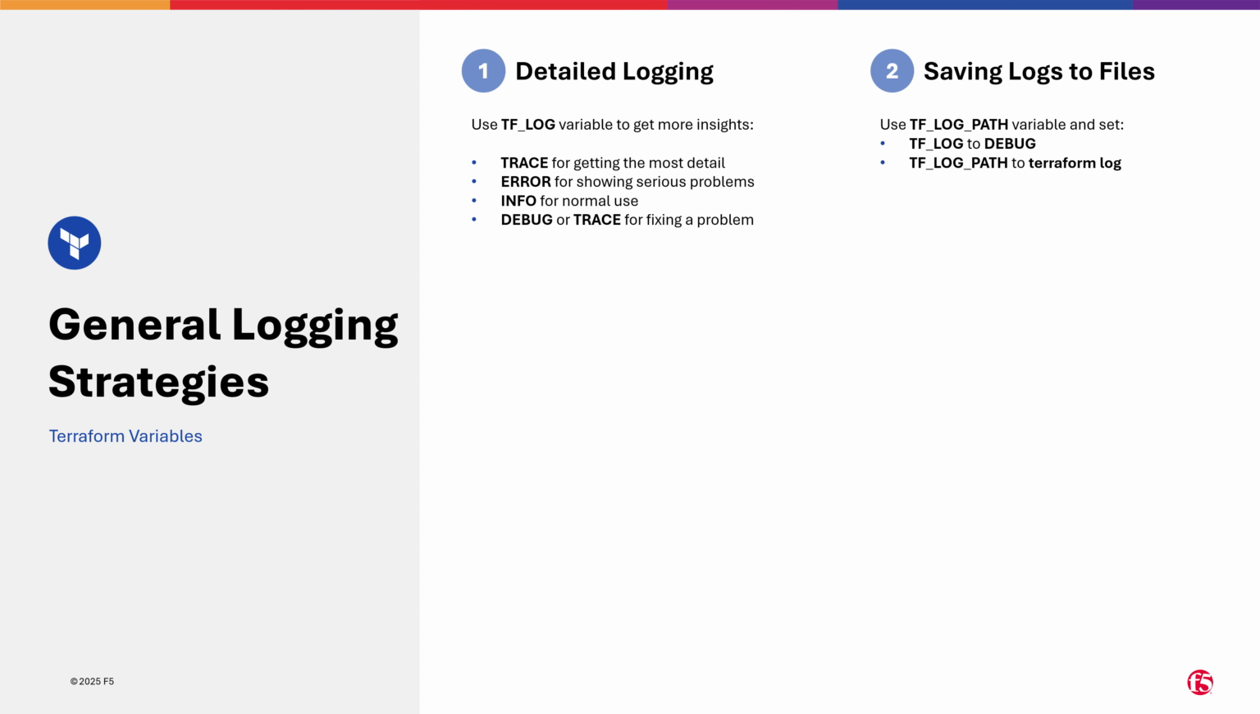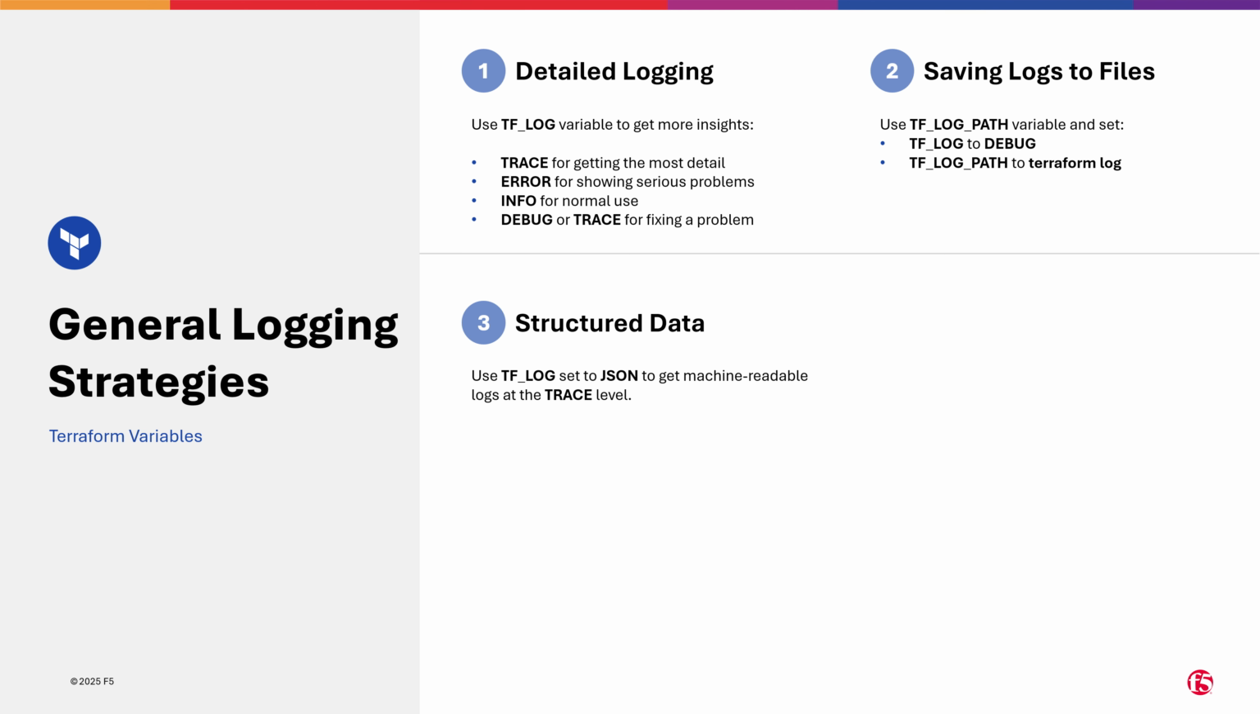By default, logs appear in the terminal. If you want to save them to a file, use the TF_LOG_PATH variable. For example, set TF_LOG to debug and TF_LOG_PATH to terraform.log before running your command. This saves all debug messages into a file called terraform.log, which is helpful if you're running Terraform inside a script or automation pipeline.